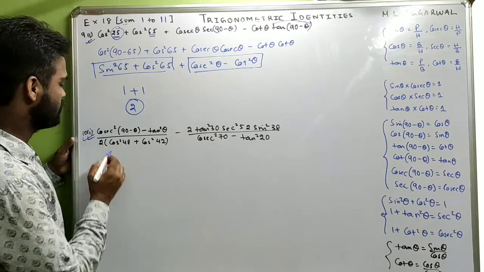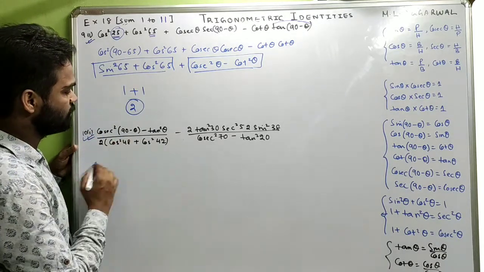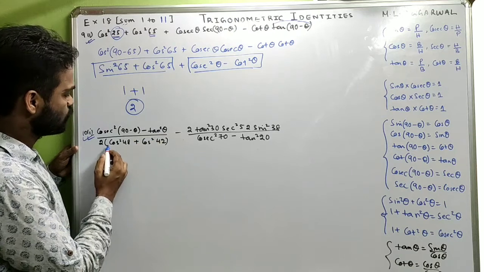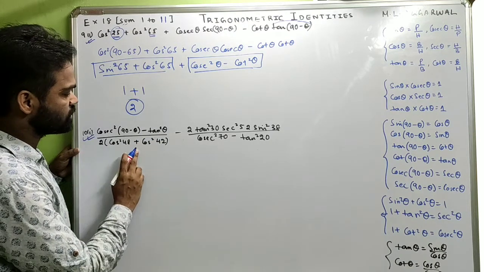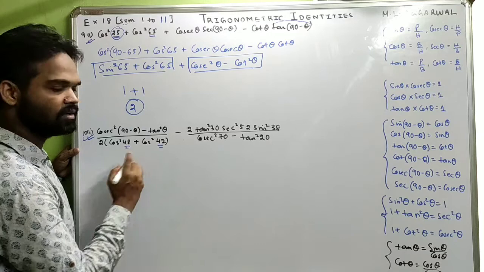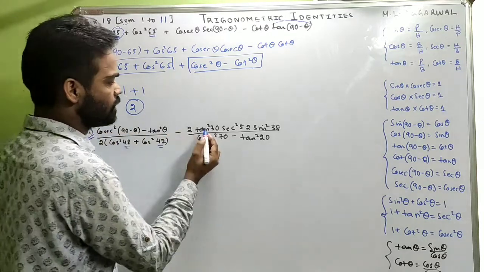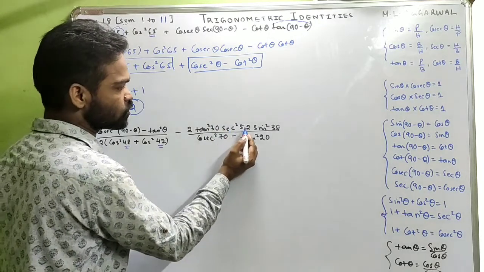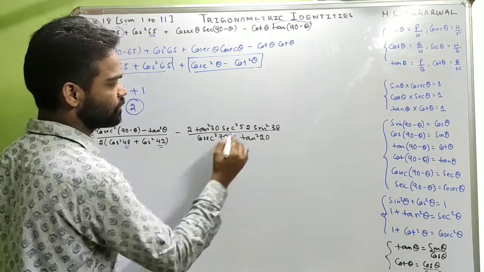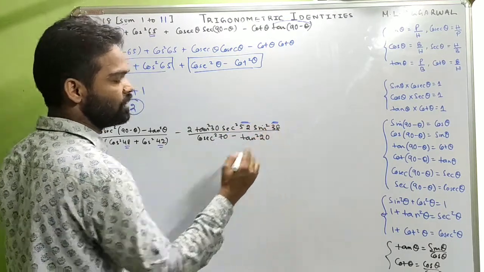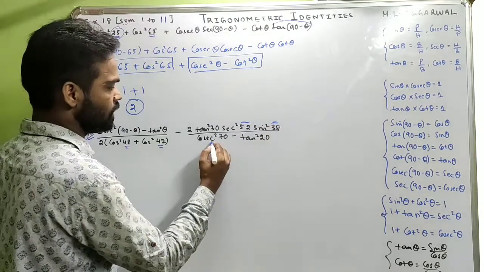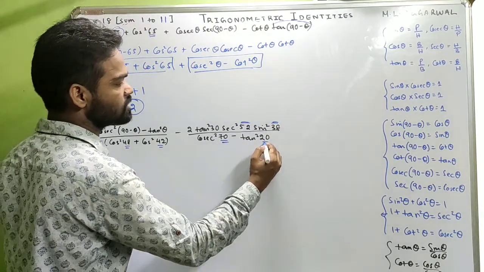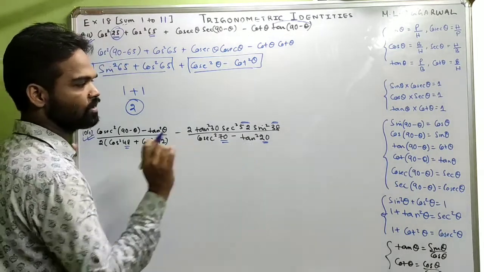10 part 1. Cosec square 90 minus theta minus tan square theta, over 2 bracket cos square 48 plus cos square 42. These two are complementary. We'll change one. Tan square 30, we'll put the direct value because this is a standard angle. Sec square 52 minus sin square 38. This and this are complementary, we'll change one of the angles. And cosec square 70 minus tan square 20. Again, we'll change one of the angles.